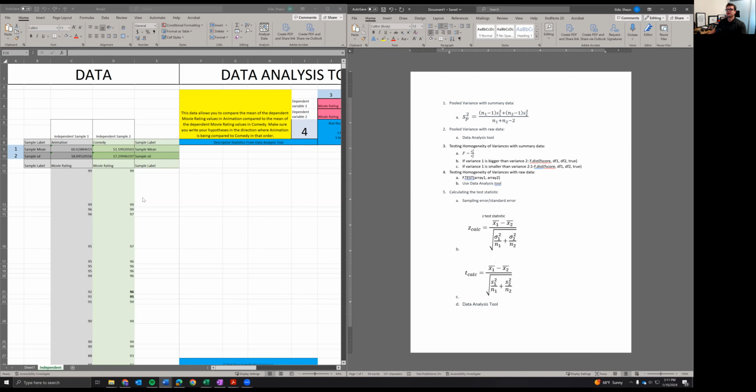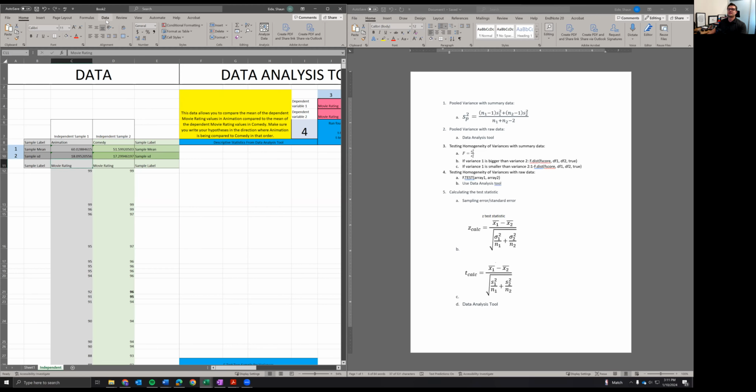We've got a few things here. First of all, we've got, and I'm going to upload this, movie ratings for animation movies versus movie ratings for comedy movies. And we want to know, what are the variances with both of these? So first of all, we're going to calculate the pooled variance with summary data. Sometimes you have raw data, but sometimes you have summary data.